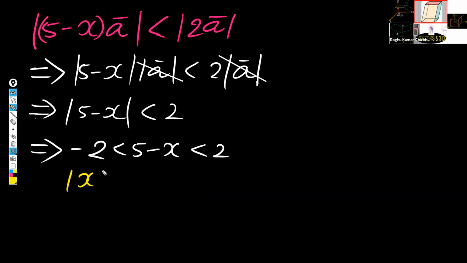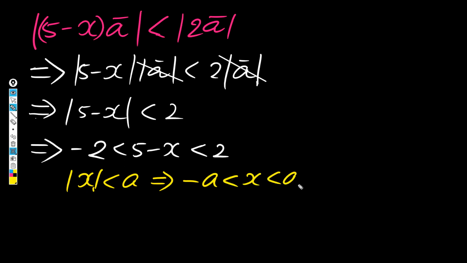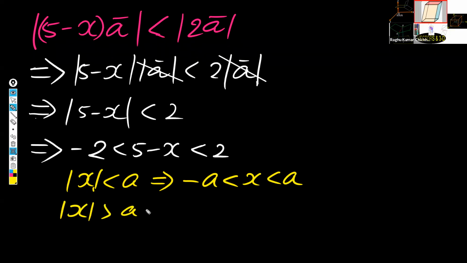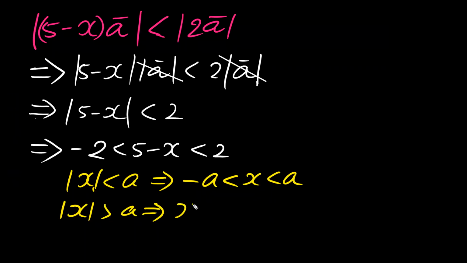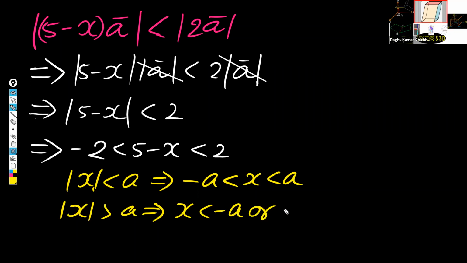Please understand this. I'm taking an example here. Mod x is less than A means x lies between minus A and plus A. Mod x is greater than A means x never lies between minus A and plus A. X is less than minus A or x is greater than A. Understand that, please.